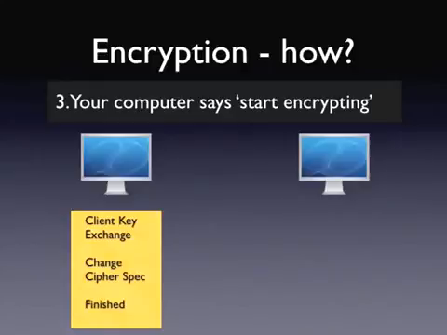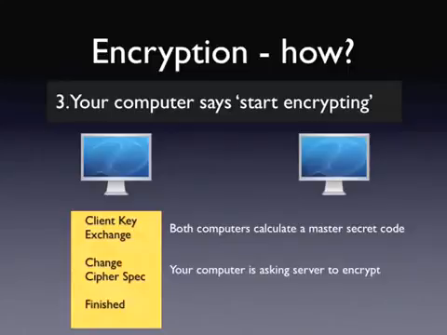The next step is your computer says let's start encrypting to the server. There are actually three messages that accomplish this. First is the client key exchange. Once this message is sent, both computers can calculate a master secret code, and from then on that master secret code is used to encrypt all the communications. Your computer then says let's change to the cipher spec.